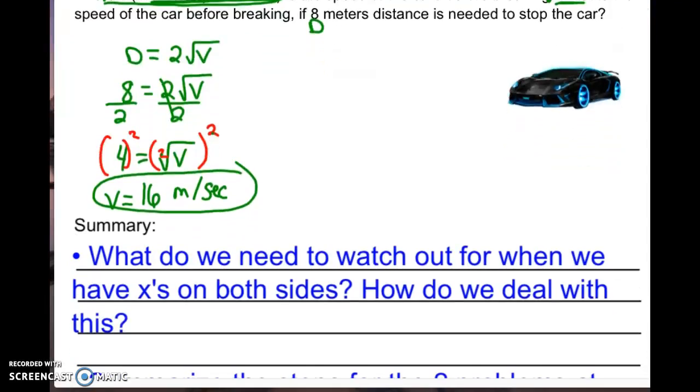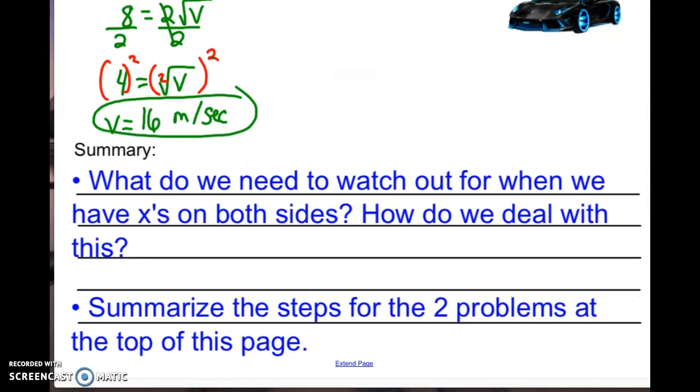Now, I don't want you to write this in your summary. I want you to answer these questions in your summary. So the first one, what do we need to watch out for when we have x's on both sides of the equal sign? And how do we deal with this? And then summarize the steps for the 2 problems at the top of this page. So like, what did we do? Again, don't write down the blue, answer the blue.